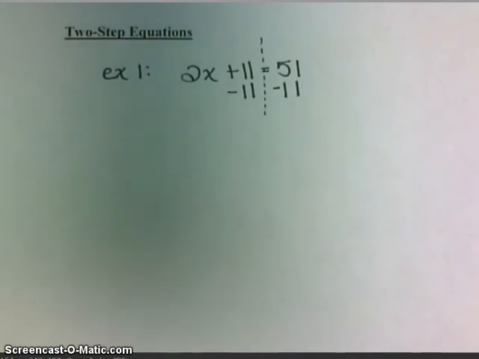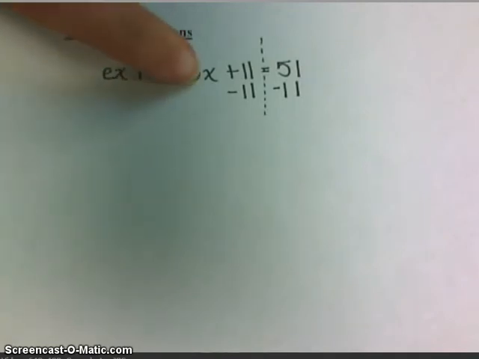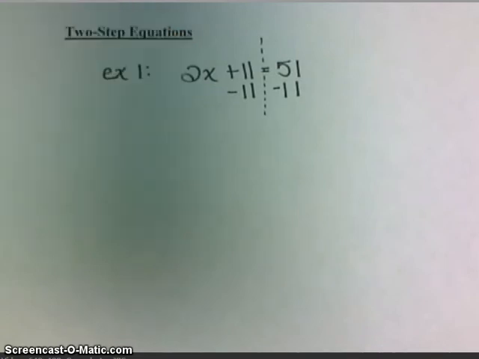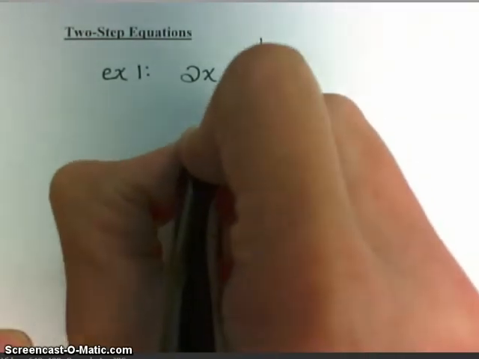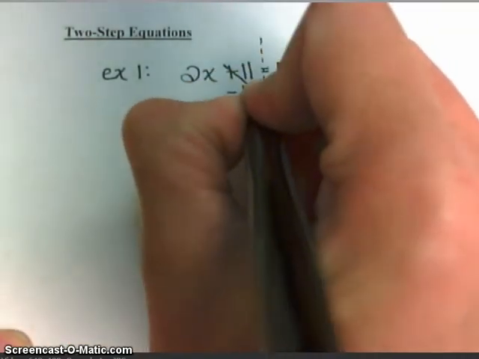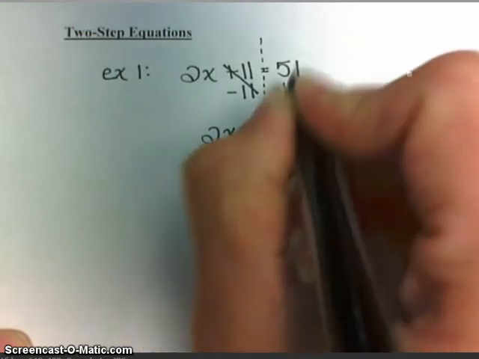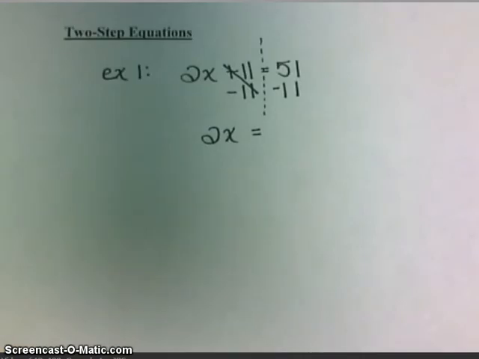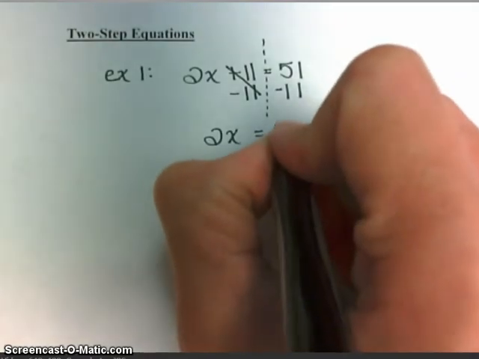Now think to yourself, why am I moving the 11? Why not move the 51? I mean, I could move the 51 maybe, but why am I moving the 11? Because we are isolating the variable. The 51 is not bothering the variable. Okay, the 2 and the 11 are, so that's why we're moving it. All right, so if I subtract 11 from this side, I'm left with 2x, because this gives us our 0. And that equals 51 minus 11, which is 40.